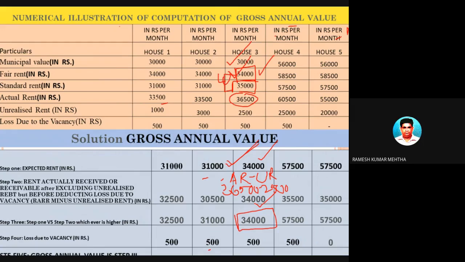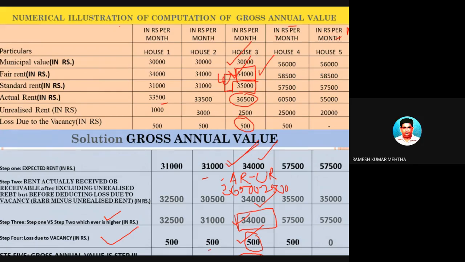Step number four is loss due to vacancy. The amount of loss due to the vacancy during the financial year 2019-20 is 500. So place that figure. Step 5 is step 3 minus step 4. So 34,000 minus 500 is equal to 33,500. So this is the gross annual value of house property number 3. I hope you have understood it.